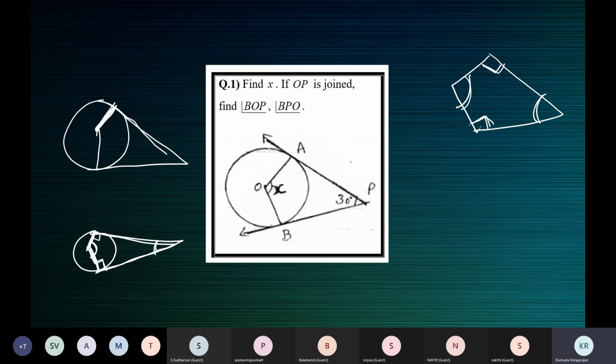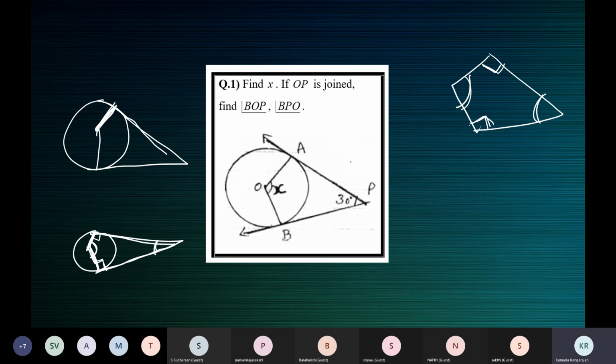So now tell me the measure of x, children. What is the measure of x? 150, ma'am. How? 180 minus 30, correct? Yes, ma'am. Which is the quadrilateral here? AOBP. AOBP is a quadrilateral.